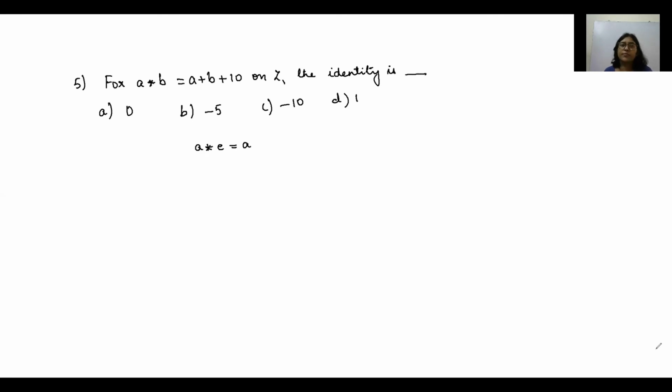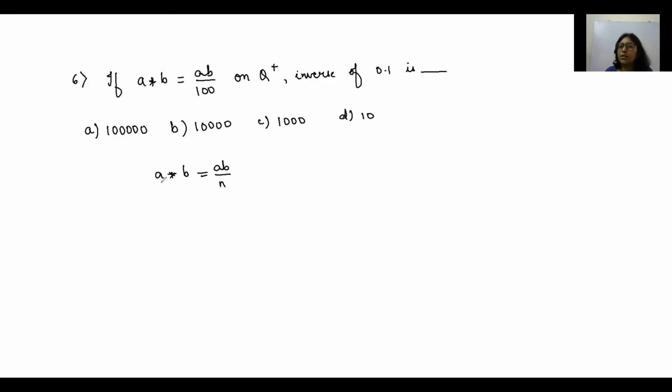Going to the next. It's a question similar to our A star B is equal to AB upon n. Here we said that when finding the inverse, we can directly write it as n square upon A. Now I want to find the inverse of 0.1. And what is our n? 100. n square upon A. So that gives us option A.